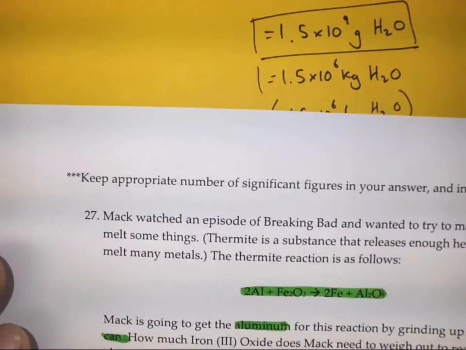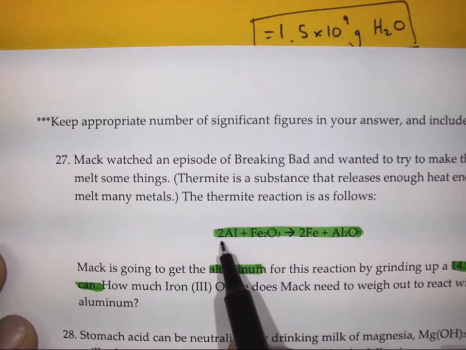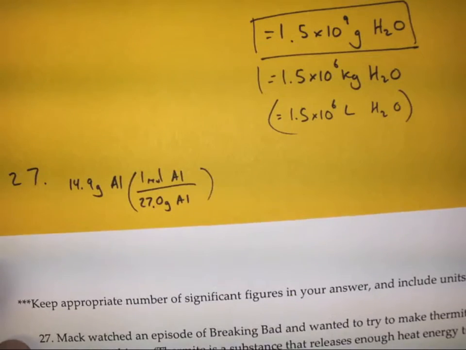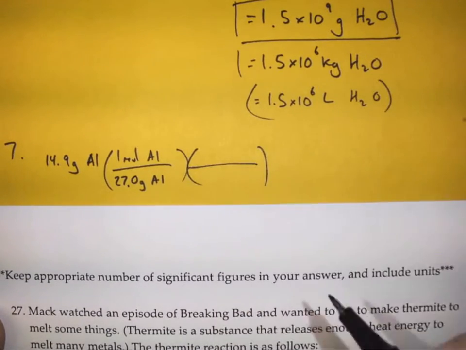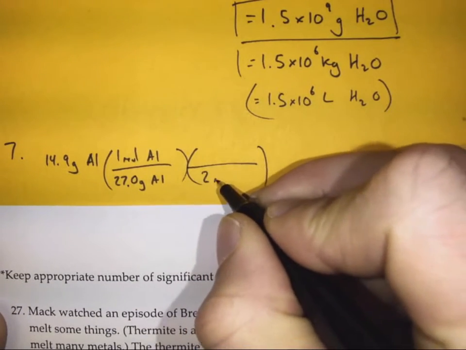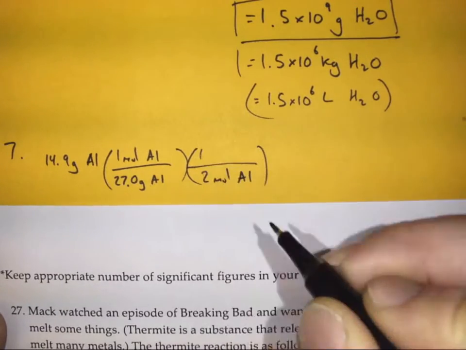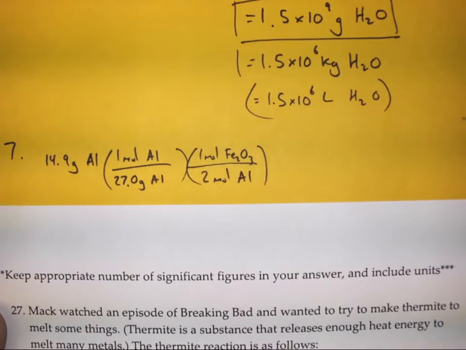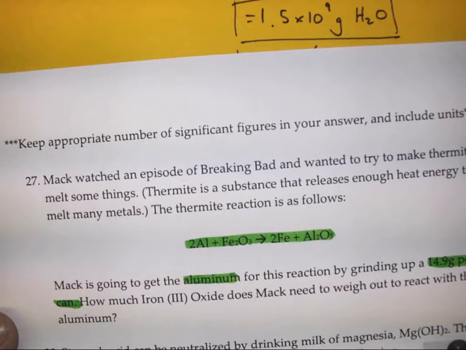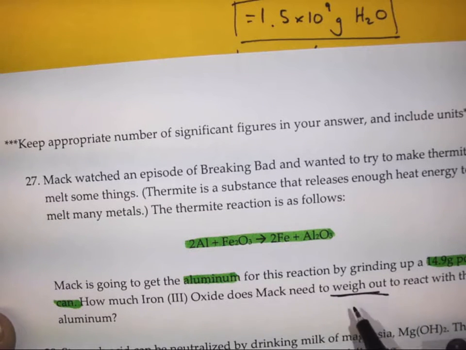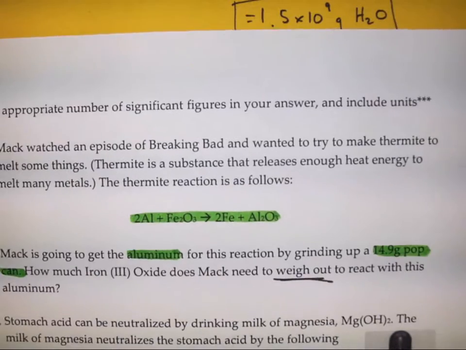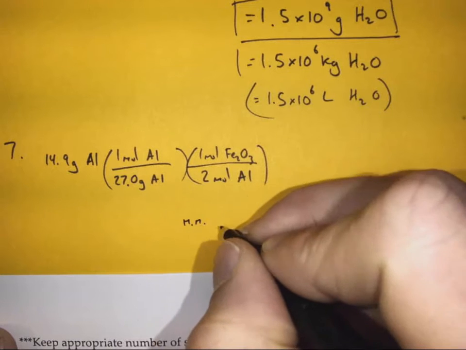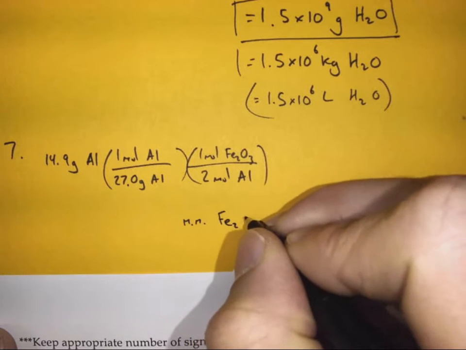And then I can look at the molar ratio of aluminum to iron oxide. It looks like 2 moles of aluminum are needed for every 1 mole of iron oxide, or iron 3 oxide, I should say. Okay. Wait, what was I asked? How much does he need to weigh out? So you can't weigh out moles because your scale doesn't measure things in moles. We're going to need to turn that into a mass. To do that, we're going to need the molar mass of iron 3 oxide.